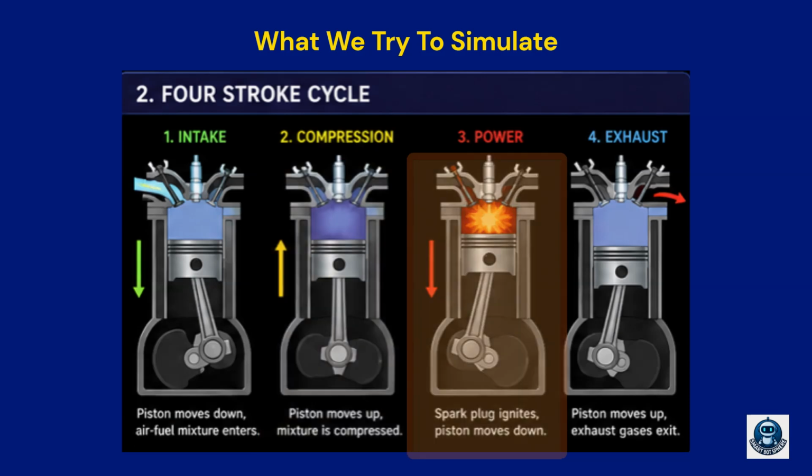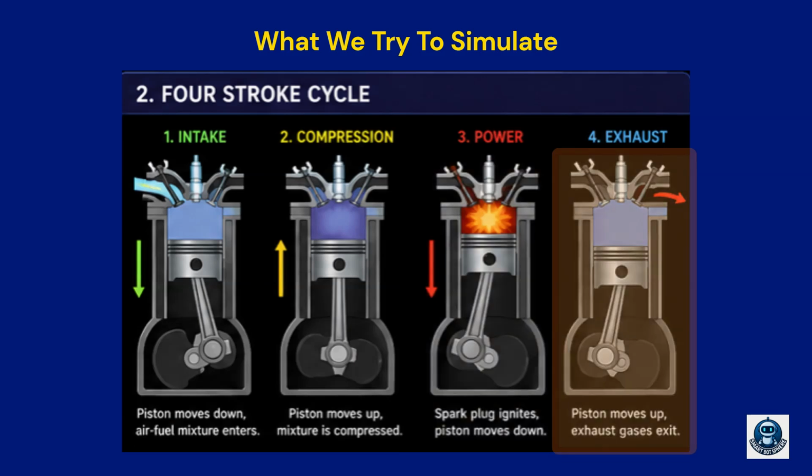The third stage is the power stroke. This is the most important stage because it produces useful energy. At the top of the cylinder, the spark plug ignites the compressed mixture. The combustion creates a controlled explosion. This explosion pushes the piston downward with force. That downward movement generates power and rotates the crankshaft.